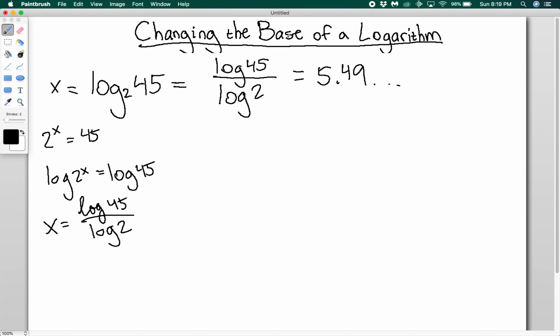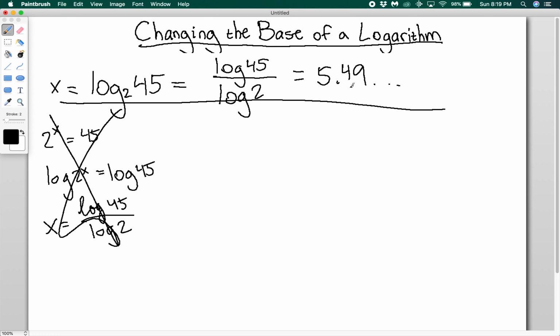So that's how you get the equation for change of base. And once you have it, you don't have to do this derivation every time. You can just go here and use this set of equations. Just use the change of base itself. And that's it. Now you can do logarithms with any base whatsoever.